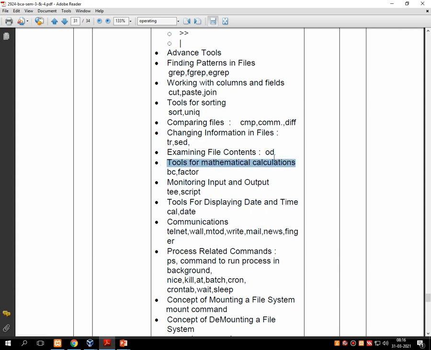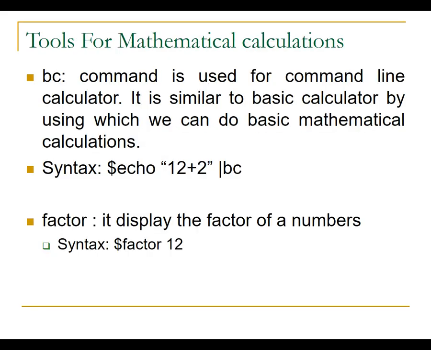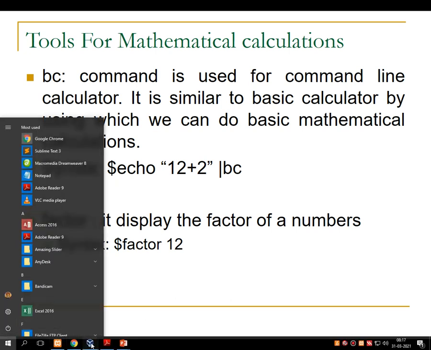Next group of commands is related to some mathematical calculations, and the functions are bc and factor. From these two, bc is very important. So let's see how it works. First we will discuss the bc command. The bc command is used as a command line calculator. It is similar to a basic calculator, by using which we can do any basic arithmetic calculation, or we can say mathematical calculation. Let's see how we can perform this particular command.